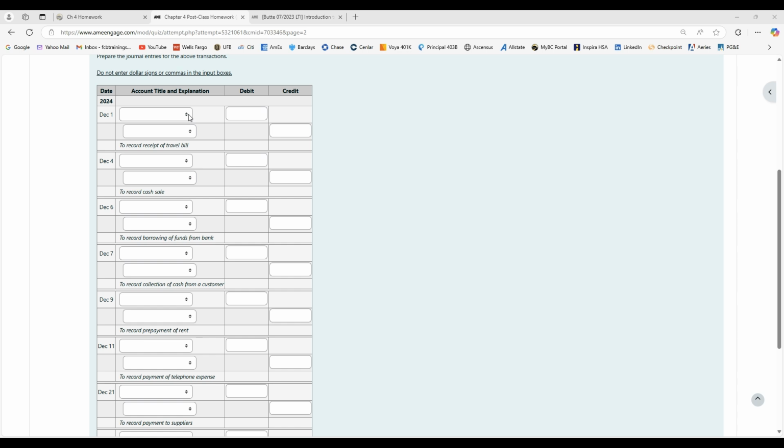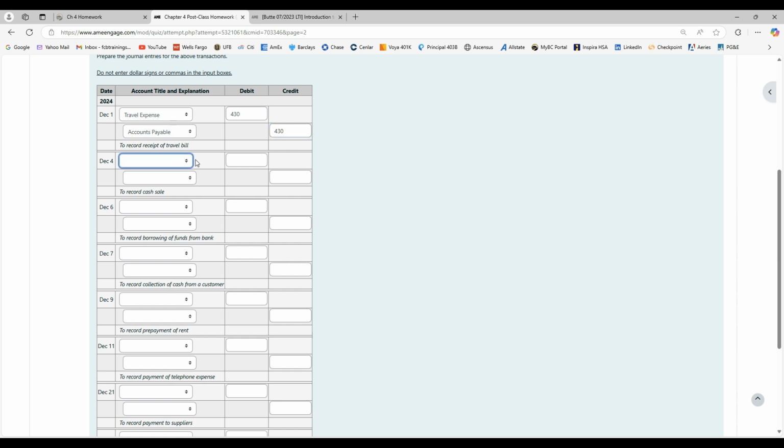So our first transaction says December 1st, we received a travel bill for $430, which will be paid next month. So the key thing there is that it will be paid next month. And so we can identify that this is going to be a liability, an amount that we owe, and that liability will be accounts payable. And we're talking about travel, so we're going to want to put our debits first. An expense increase is a debit, and then our liability increase is a credit.